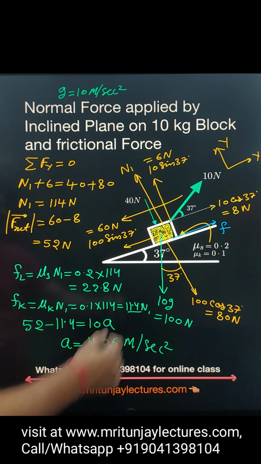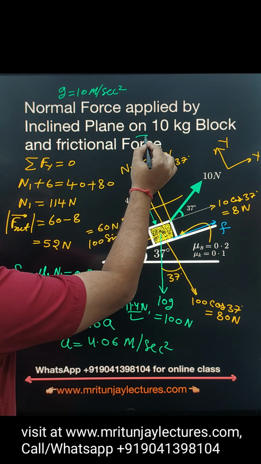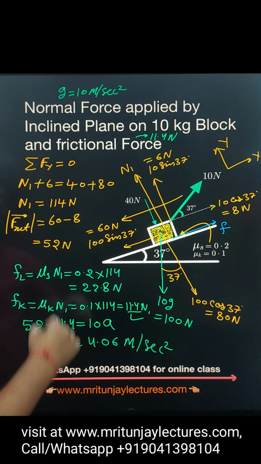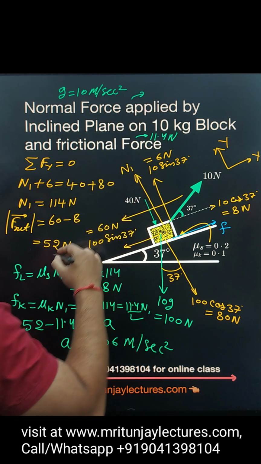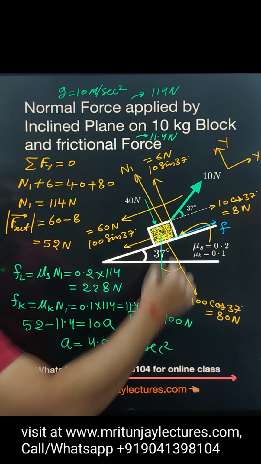In the downward direction. And what about the frictional force during motion? Which frictional force acts? That is the kinetic frictional force. So that is 11.4 Newton. And the normal force is how much? 114 Newton is the right answer.